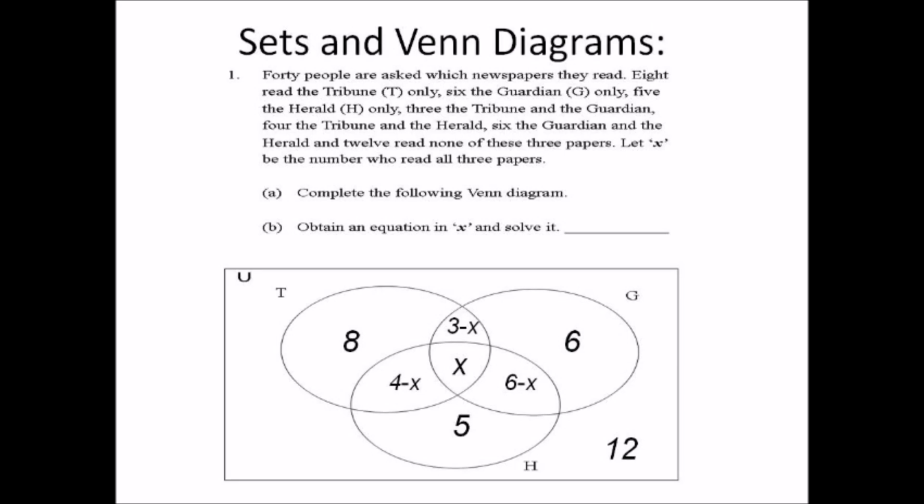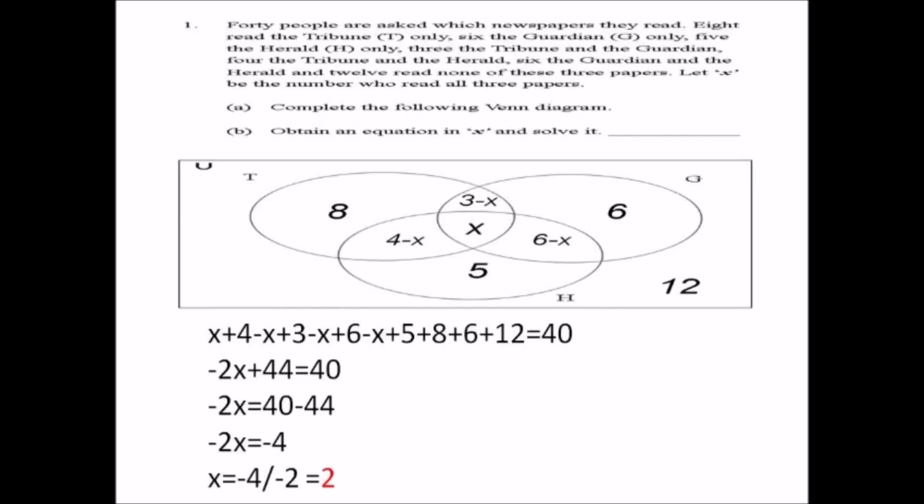Next, you'd have to fill in the rest of the areas. So once you put x there, then you have to put 3 minus x, 4 minus x, 6 minus x for those areas, for the intersections of those circles. They gave you that information as well, and you have to use x in order to write those in there. Once you get that, then you have to obtain an equation and try to solve it. You add all of them up, and you would get negative 2x equal to negative 4, and your final answer, x is equal to 2. That would be the final answer.